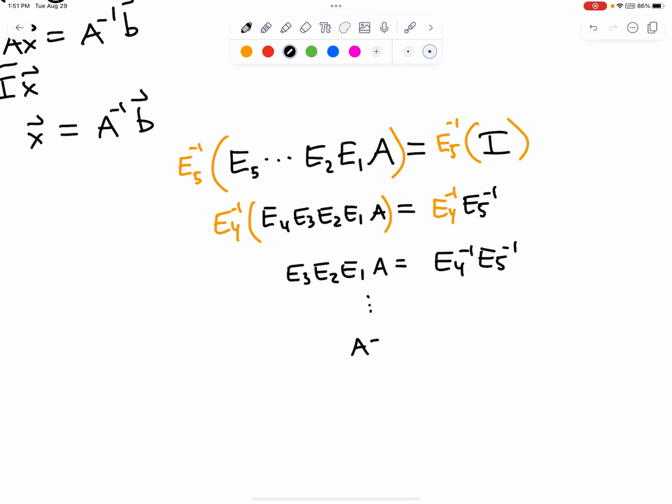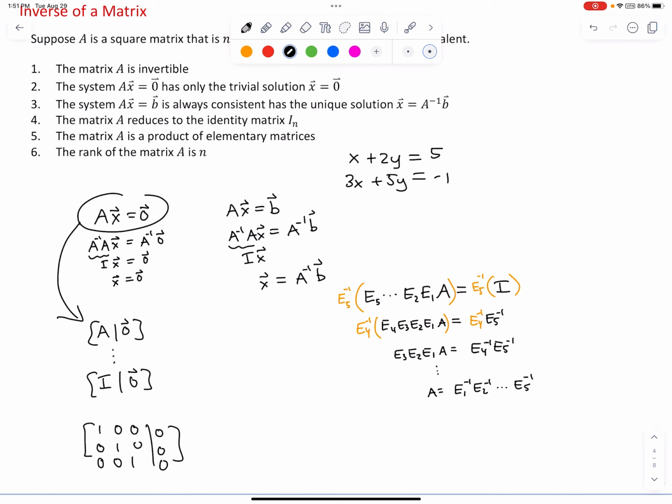So A is in the end going to be equal to E1 inverse, E2 inverse, etc., up to E5 inverse. And the product of all of these are also elementary matrices, right? The inverse of an elementary matrix is another elementary matrix. And so we see now that A can be solved for, if you will, and A is a product of elementary matrices.